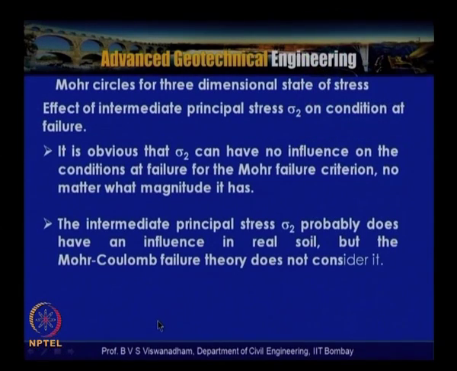So it is obvious from this discussion that sigma 2 can have no influence on the conditions at failure for the Mohr failure criterion, no matter what magnitude it has, because it falls within these two stresses. The intermediate principal stress sigma 2 probably does have an influence in real soil, but the Mohr Coulomb failure theory does not consider it, and we also said that it does not influence the conditions at failure.